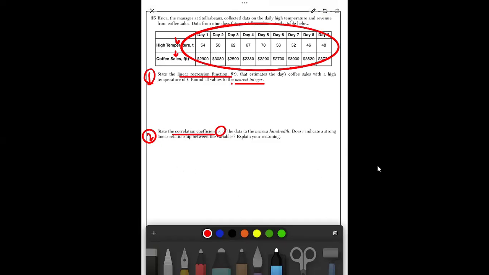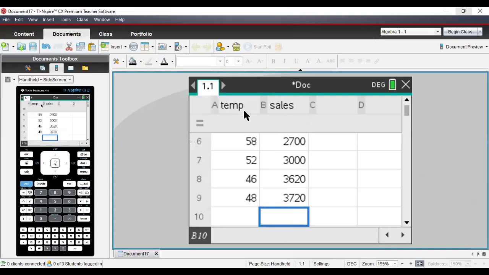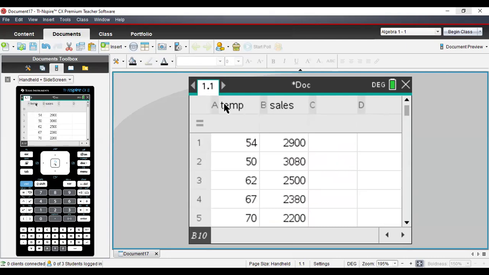So right now I'm going to grab the calculator and I'm going to show you what we need to do. Now I've already entered this data into the spreadsheet. The reason I did that is I didn't want to waste the time putting these numbers in. But this is all you have to do. I made the X column called temperature, I made the Y column called sales, and I just entered the data.